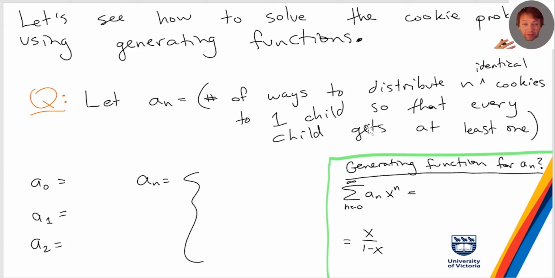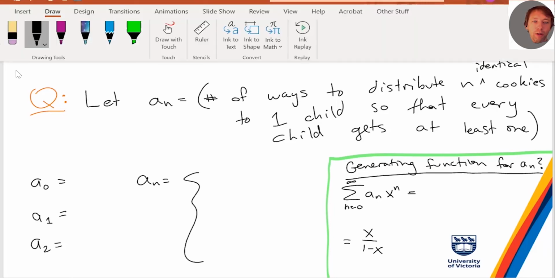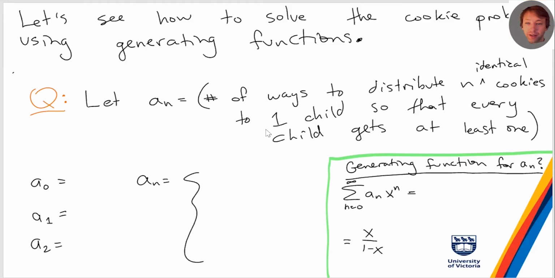So where you have different variations, like the second child gets an odd number of cookies, or the fourth child gets between 6 and 7 cookies, and the fifth child gets a number of cookies divisible by 3, and all of these weird variations put together in the same question. For that, generating functions are really useful.